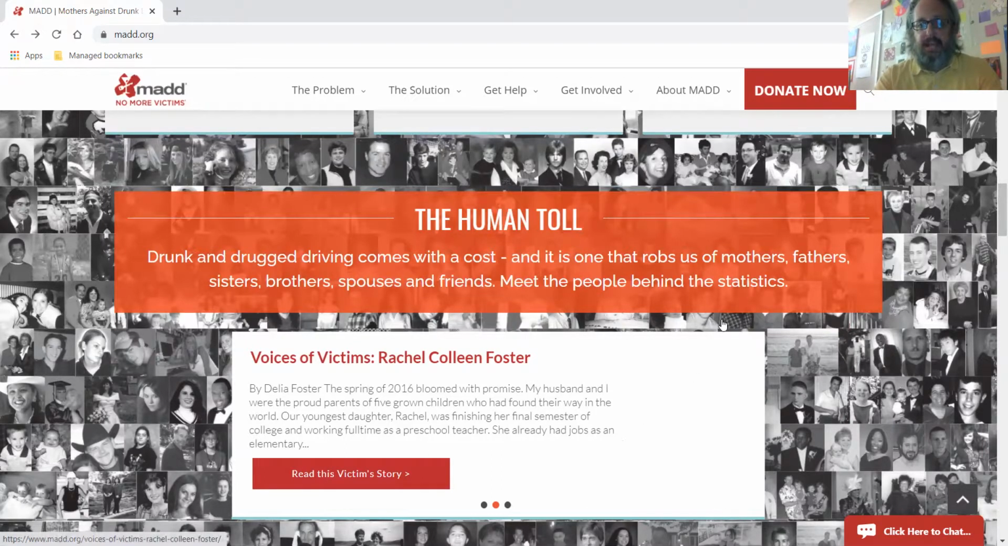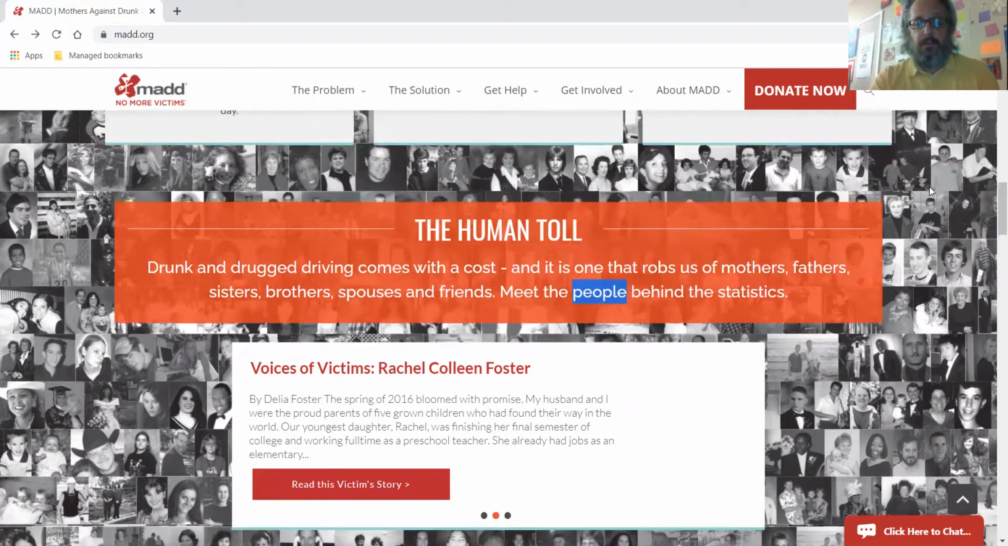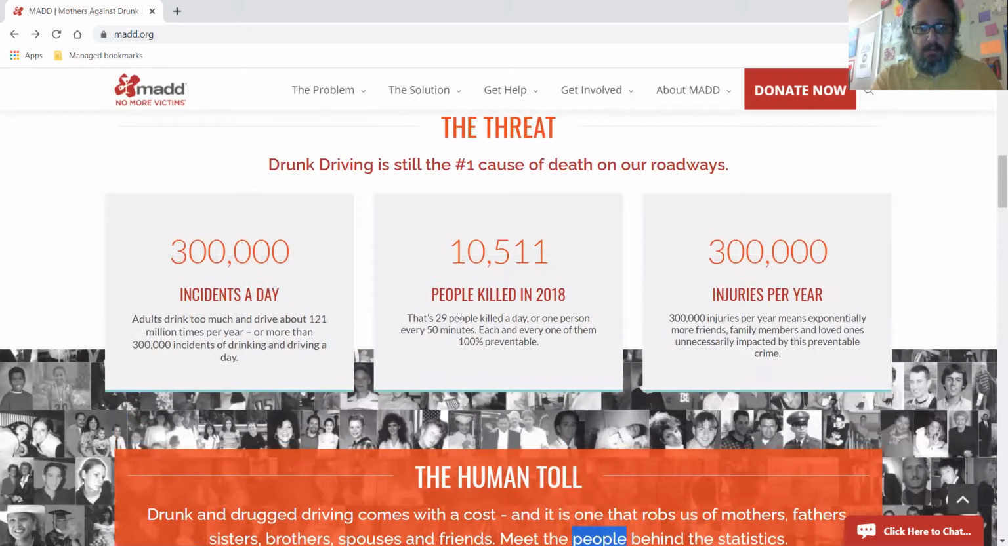They're trying to say that we can give you the logos, we can give you the statistics, but let's talk about the people behind the statistics. That's using logos and pathos together in order to really make a strong case that you should donate now, that you should be a part of this, that you can do this. Because if you look at what they said here, there's 10,000 people killed in 2018. Each and every one of them 100% preventable.